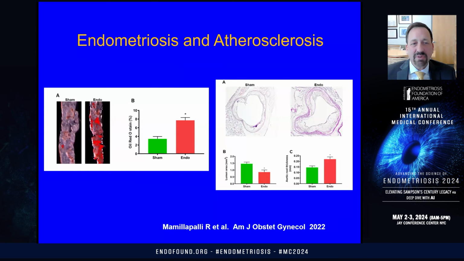And then we looked at atherosclerosis. We took an ApoE mouse, because mice just generally don't develop atherosclerosis like we do. We took an ApoE mouse and we created endometriosis. And you can see on the left, the oil red O staining, it stains for atherosclerosis. And this aorta of this mouse, it's much higher in the mice with endometriosis. And when we look at the luminal opening, the size of the opening of the blood vessel, it's decreased in mice with endometriosis. And if we look at the thickness of the aortic wall, again, much thicker in mice with endometriosis. Endometriosis is causing this atherosclerotic effect.